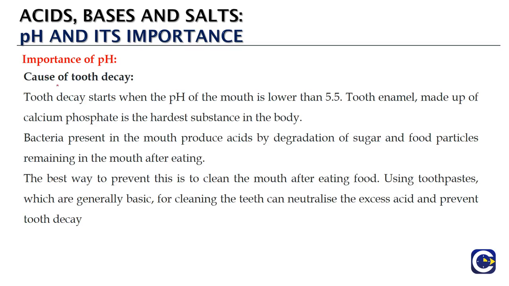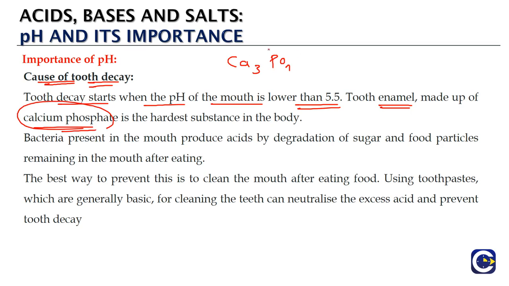Now one more important area where we will observe the importance of pH is tooth decay. Tooth decay starts when the pH of the mouth is lower than 5.5. If you look at the tooth enamel, it is made up of calcium phosphate. Calcium phosphate is Ca3(PO4)2. Tooth enamel is made up of calcium phosphate, which is a very hard substance in our body.